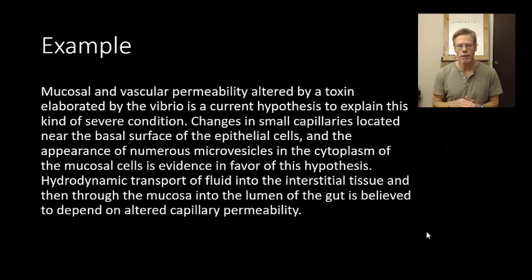Let me give you an example of how we can use that principle. So I'm going to read you the original, and it's awful. "Mucosal and vascular permeability altered by a toxin elaborated by the vibrio is a current hypothesis to explain this kind of severe condition. Changes in small capillaries located near the basal surface of the epithelial cells and the appearance of numerous microvesicles in the cytoplasm of the mucosal cells is evidence in favor of this hypothesis. Hydrodynamic transport of fluid into the interstitial tissue and then through the mucosa into the lumen of the gut is believed to depend on altered capillary permeability."